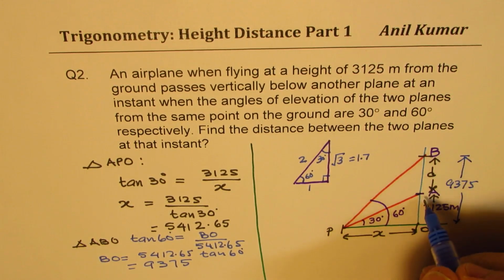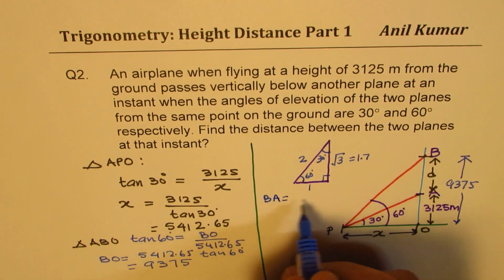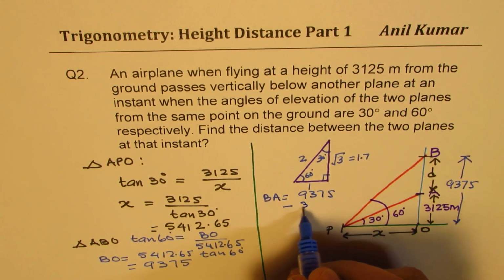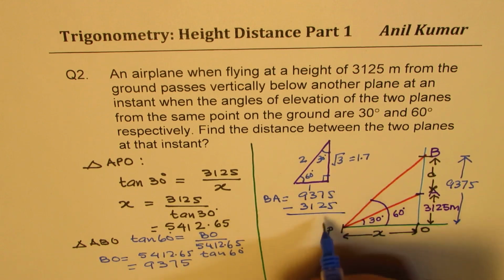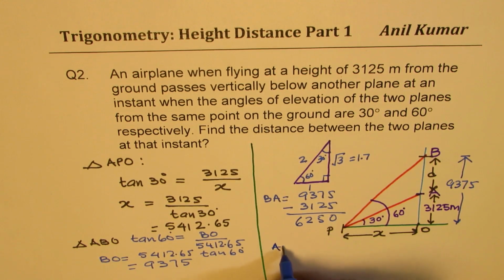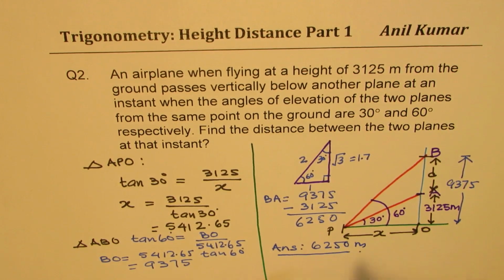So what is the difference between the heights of the two planes? We can find BA as 9375 take away 3125. Is that clear? That gives you the answer straight away. So it is 6250 meters. So the answer is 6250 meters. That is how you're going to do this question. Now this question has been repeated for a couple of years, so it is the most expected question in your test paper. I hope that helps.